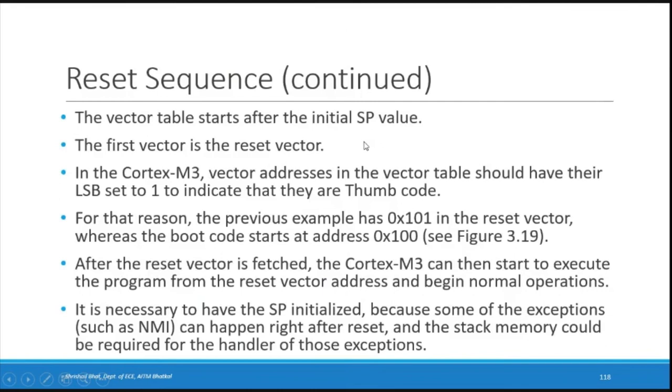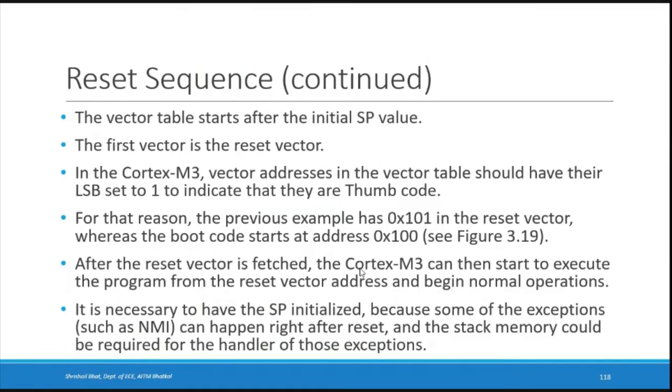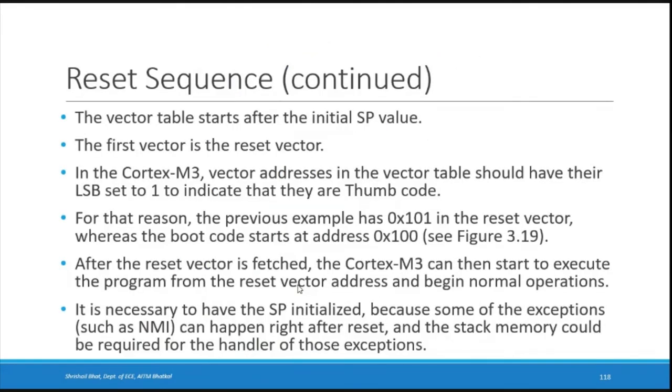And coming to the reset vector, the vector table starts after the initial SP value. Whatever you have after this SP value is the vector table. You have seen the vector table while studying exceptions and interrupts, right? The first vector is the reset vector, because it has the highest priority among all the exceptions.